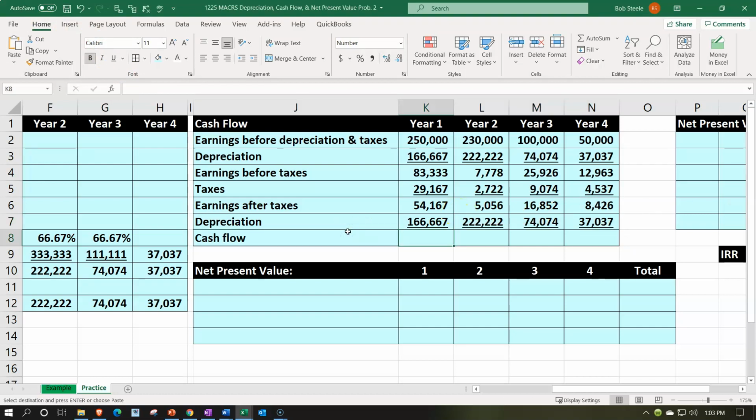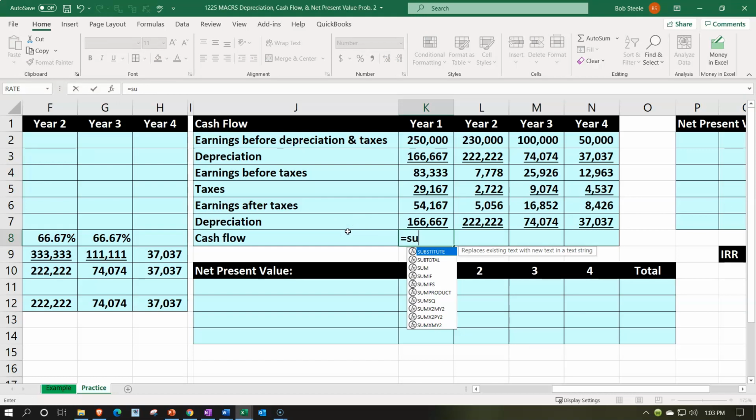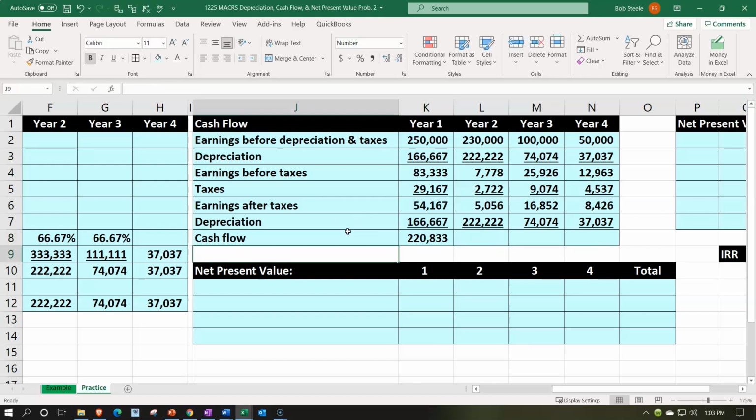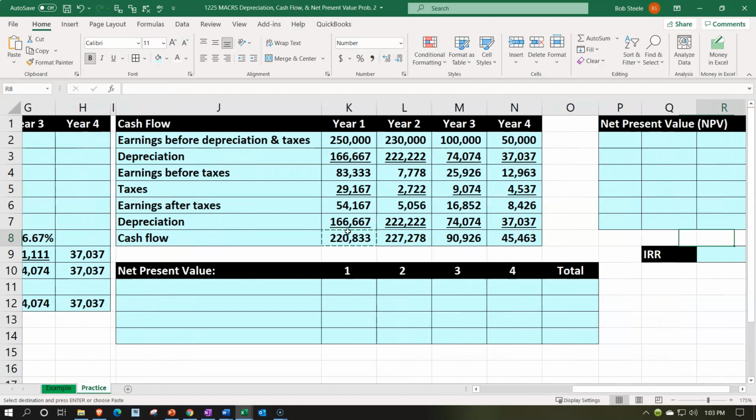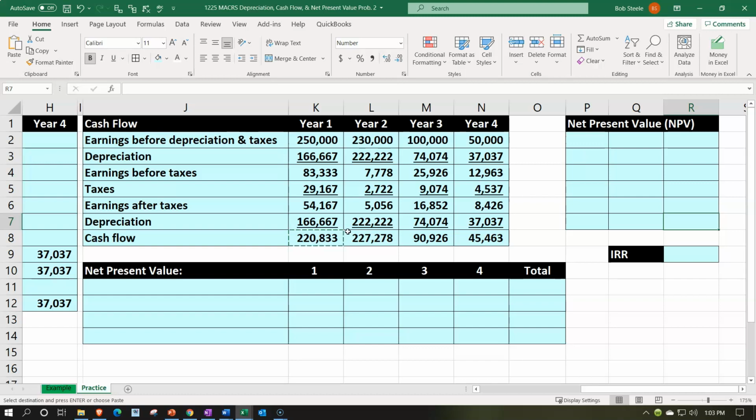Cash flow bottom line equals the SUM, Shift 9, sum up. And then we're going to copy that and paste that across. There we have our cash flows. Now that we have our cash flows, we can now use this to figure out our present value, net present value, and possibly the internal rate of return. We could do it in a vertical fashion as we've seen in the past, and we will do that.